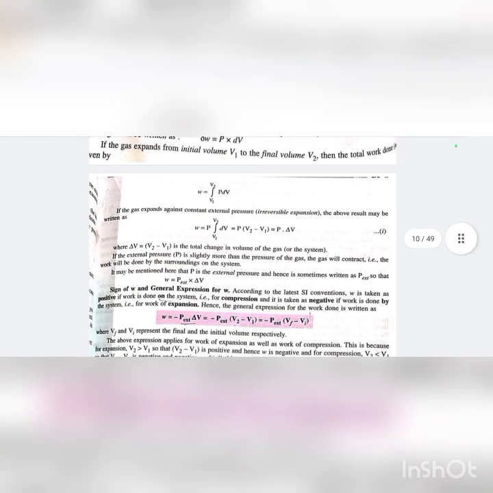The gas expands from initial volume V1 to final volume V2. Then the total work done by the system is W equals P external into delta V.